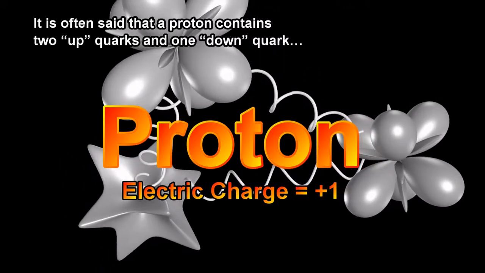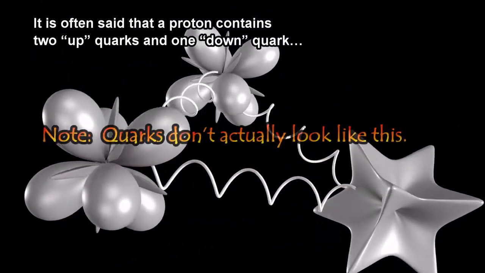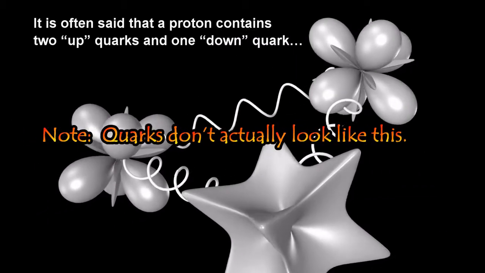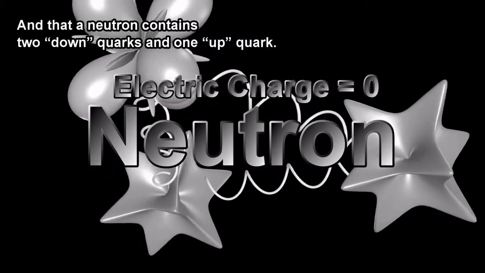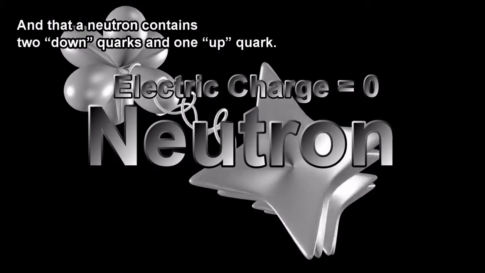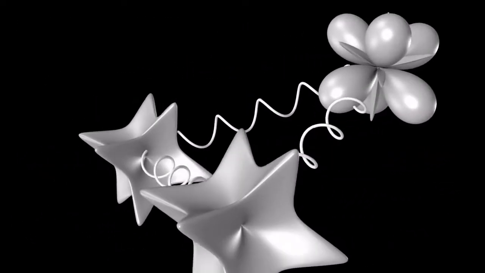It is often said that a proton contains 2 up quarks and 1 down quark, and that a neutron contains 2 down quarks and 1 up quark. But this is not entirely true.